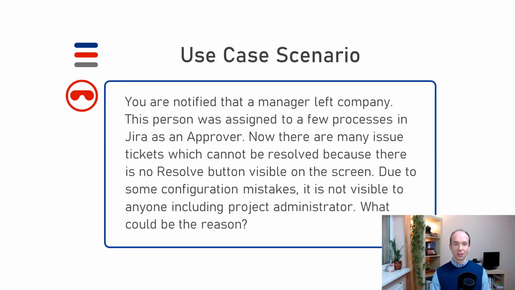Let's have a look at the use case first. So the use case is as follows. You are notified that a manager left the company. This person was assigned to a few processes in Jira as an approver. Now there are many issue tickets which cannot be resolved because there is no resolve button visible on the screen. Due to some configuration mistakes, it's not visible to anyone, including the project administrator. What could be the reason?